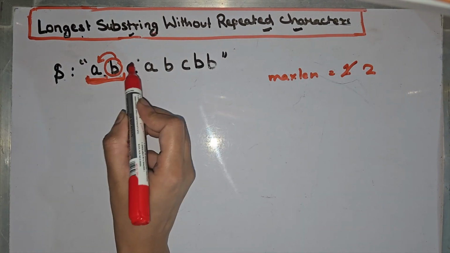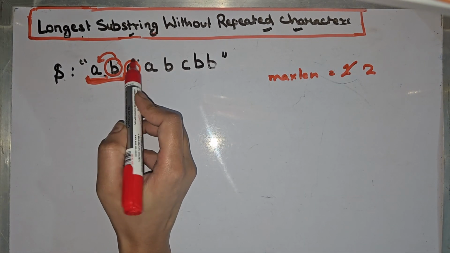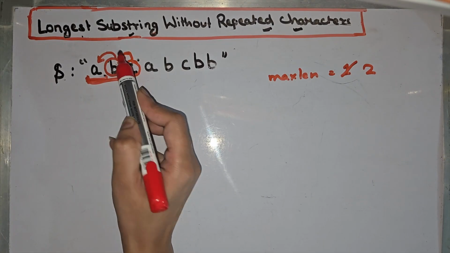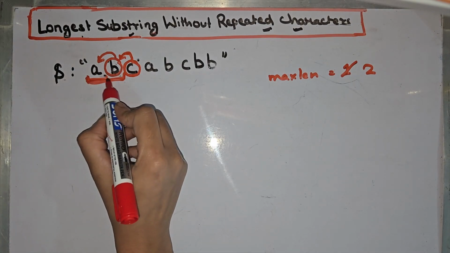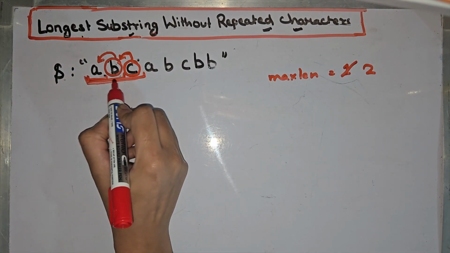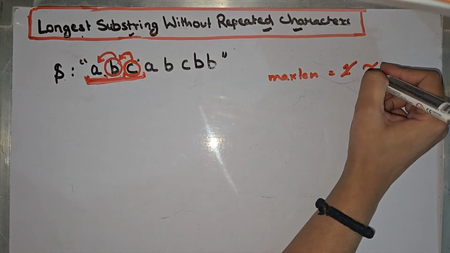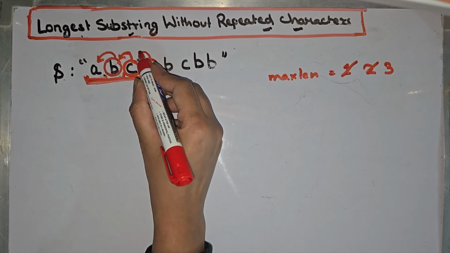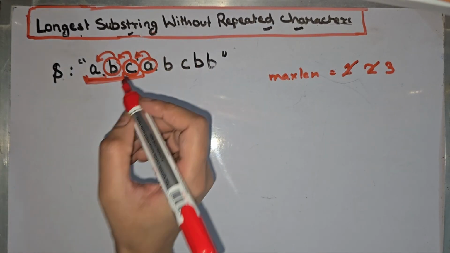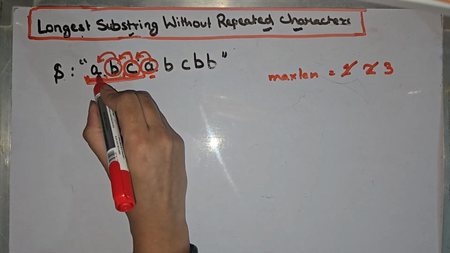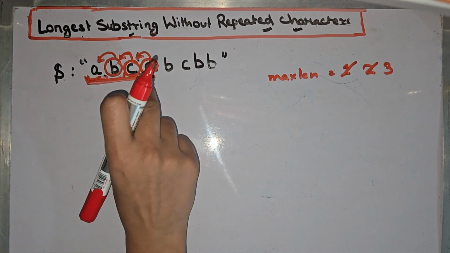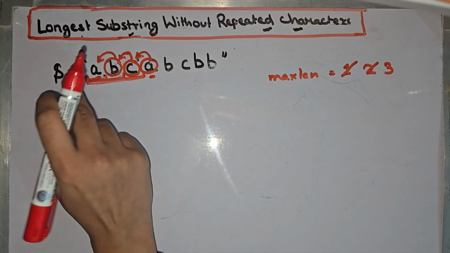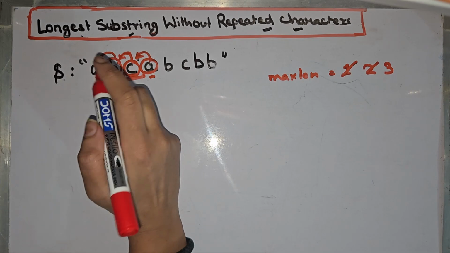Now next we will add this particular character to the window and check if the characters are still unique or not. Yes, they are unique. So we will update it to 3. Now we will add this particular character to the window and check for uniqueness. But we found that this and this are the same characters. So this we cannot add until we remove this. So we will remove this character from the window.